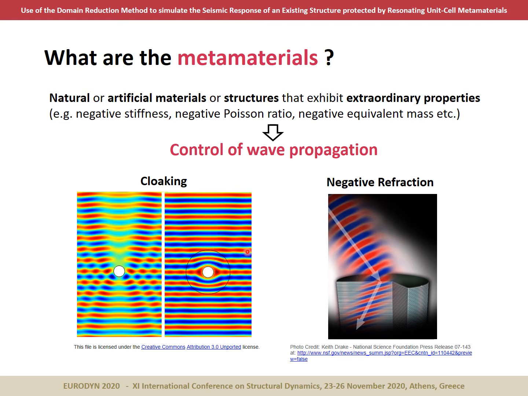Another example would be here, where you can see the incoming waves, instead of following a path like this one or maybe this one, if this was a natural material, a negative refraction phenomenon is taking place and the waves are refracted in this direction, as you can see.